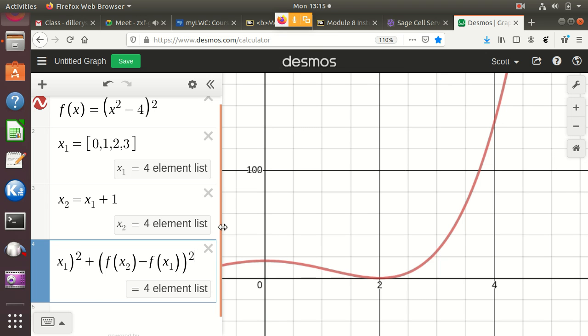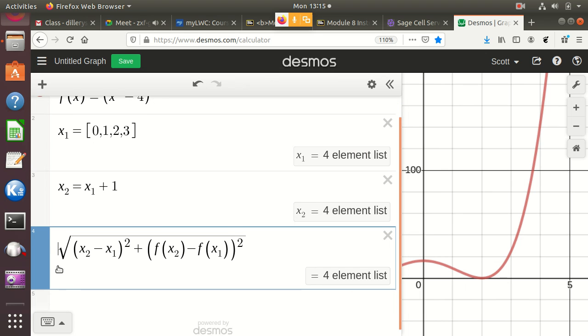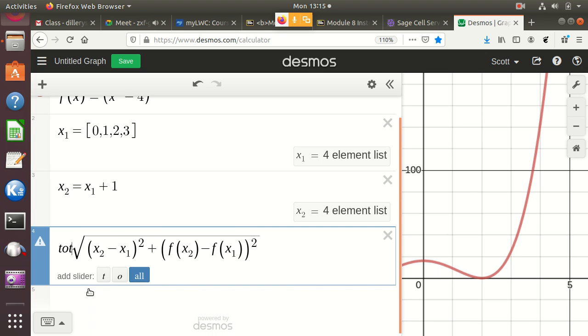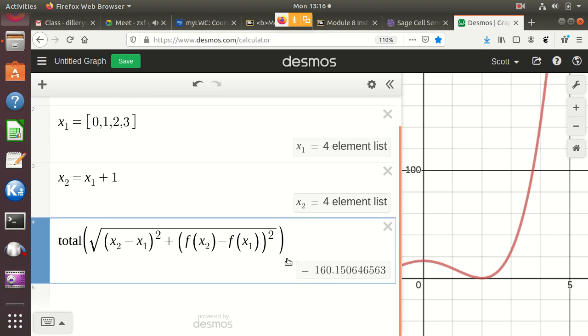Well, let's pull this sideways so we can see everything. I could either just do it right here, or I can assign it to something like D and then add it up. All you do to add it up is say total and put the parentheses around it. And you see we get 160.15. We get a number that's really close, actually. So just going with straight line segments between the integers there, we get something that's really close.